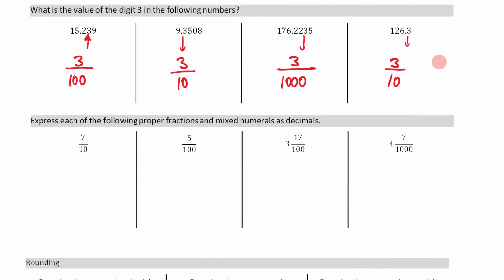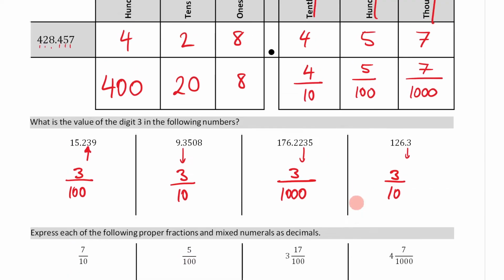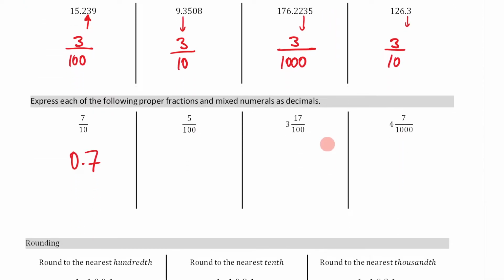We then come to the next part, which says express each of the following proper fractions and mixed numbers as decimals. Again, using that same logic, 7 over 10, that's 7 tenths, so it's 0.7. This is 5 on 100, it will be in my hundredths. I find it really hard to say these words because of the S on the end. It will be 0.05. Now this is a whole number, so it's 3 point. Now this is going to be 17.